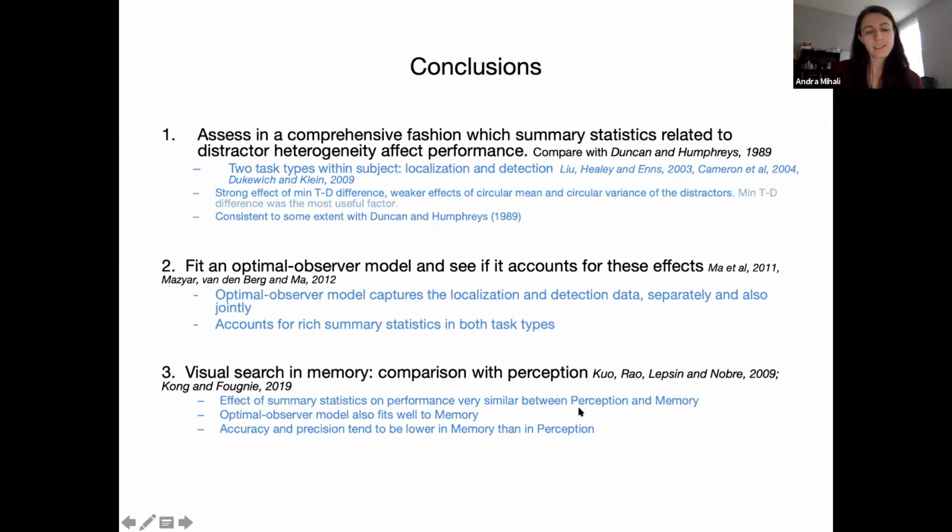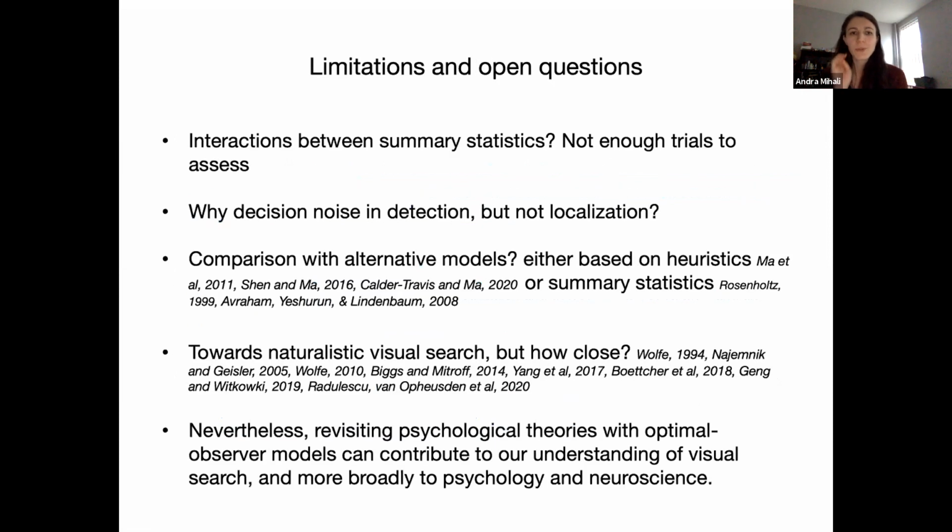Okay, so these are the conclusions. I'm presenting all of them here. So yeah, we've looked at summary statistics and how they influence search performance. We were able to fit an optimal observer model across a variety of task types and memory conditions. And in particular, we saw that visual search in memory is similar to perception, but with a decrease in accuracy and precision. Okay, so limitations and open questions.